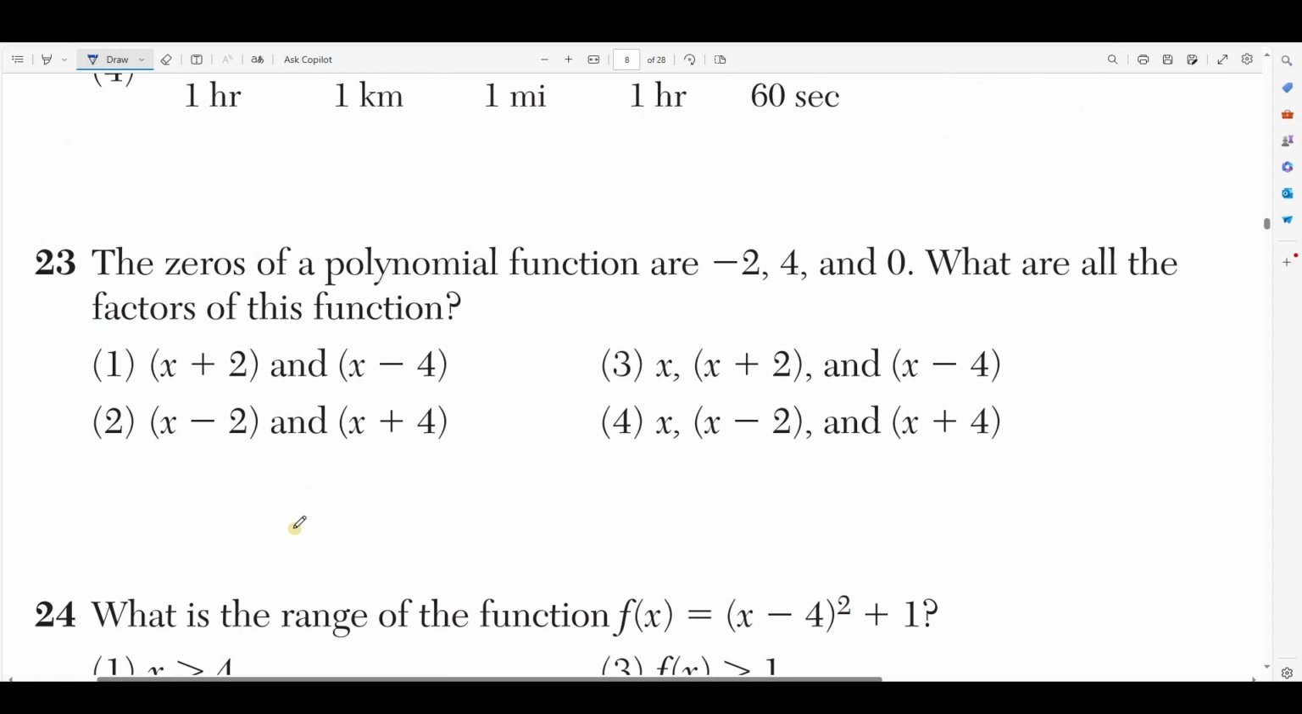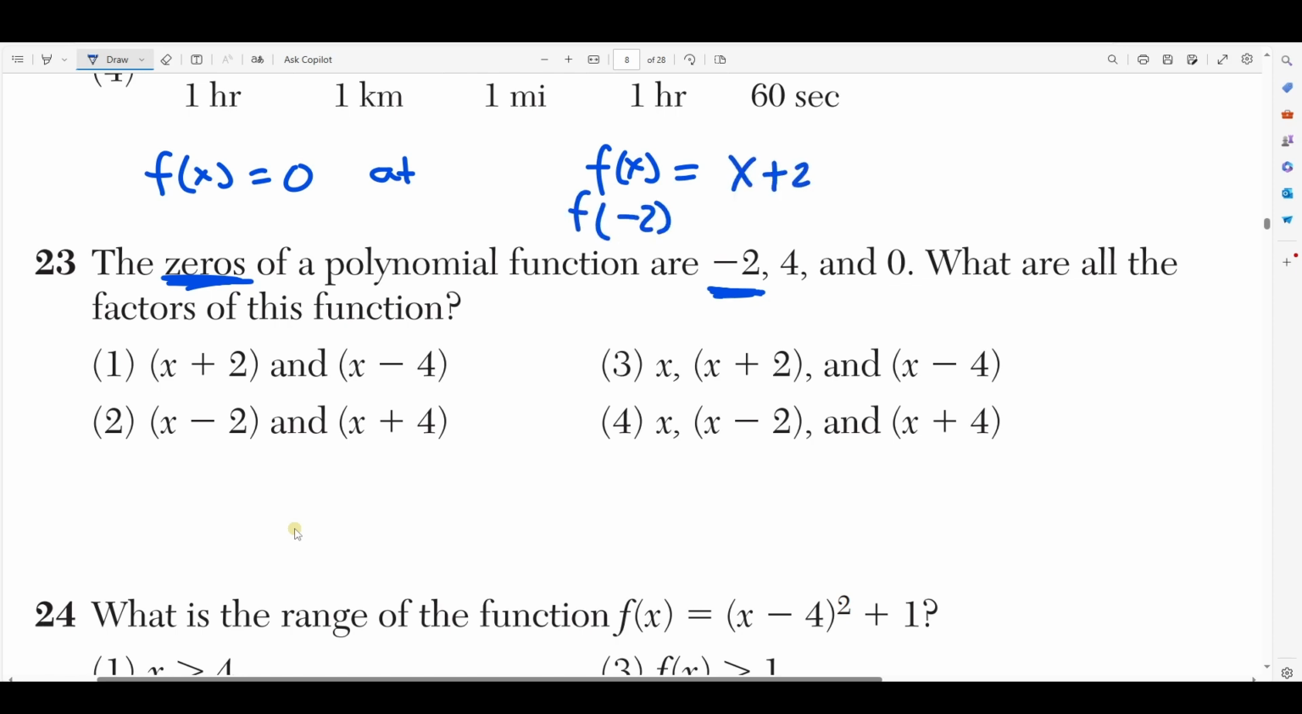Number 23 says the zeros of a polynomial function are -2, 4, and 0. What are the factors of this function, right? So when you have zeros, that means that f of x is equal to 0 at that point. So for example, -2 makes the entire function equal to 0, right? So my function really just could be x plus 2, right? Because when I plug in f of -2, you have -2 plus 2, which is equal to 0. It makes the function equal to 0. So that means that x plus 2 has to be a part of this function.